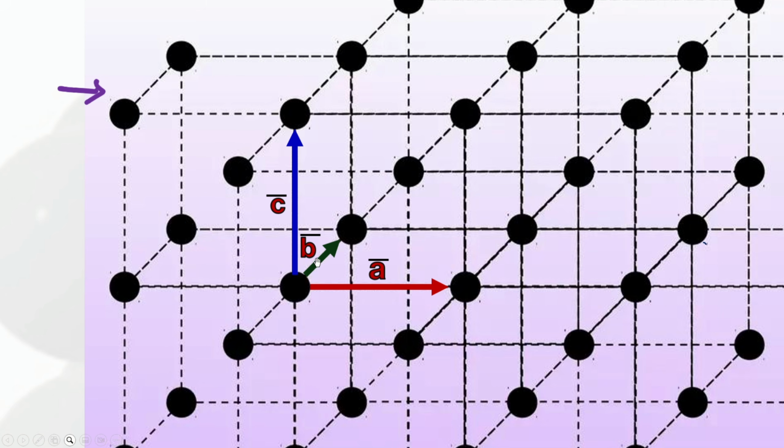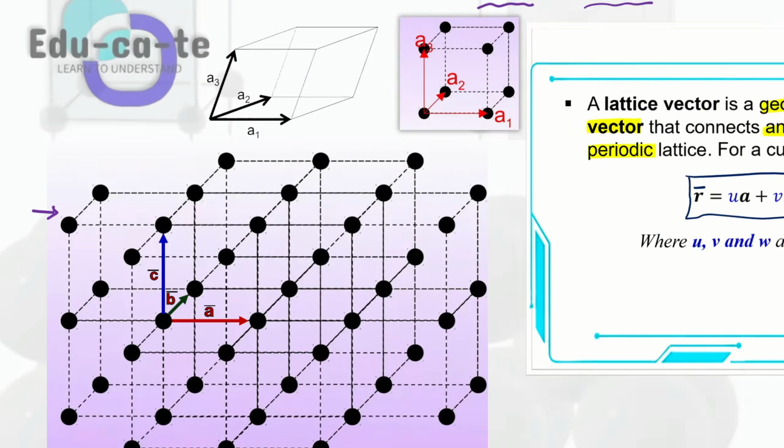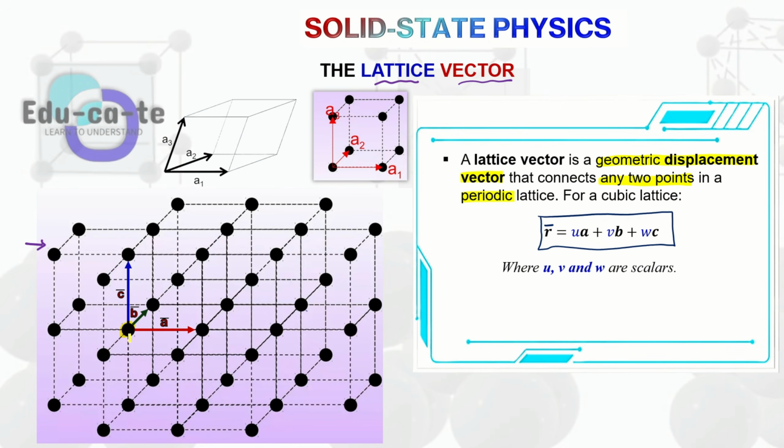vectors. Because one thing that we know is that, if I say that this point that I'm highlighting with yellow is my reference point, it means that I'm starting there. All my lattice vectors are starting exactly at that point.